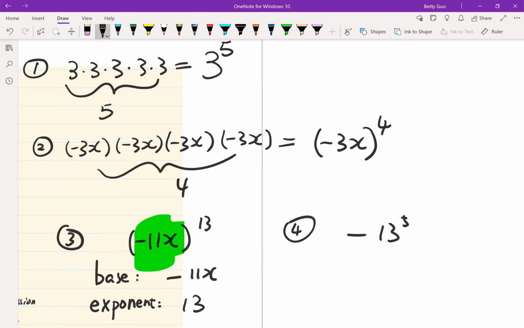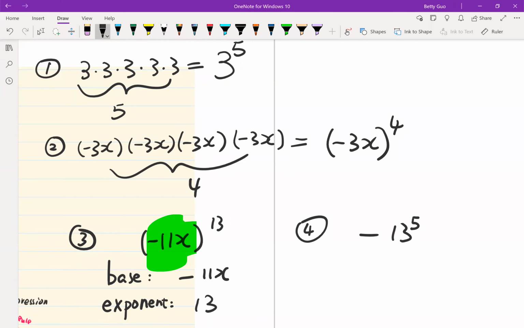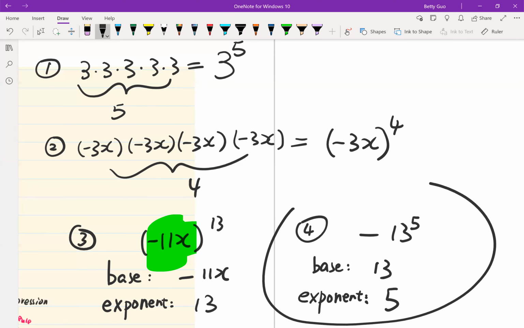Same requirement, but this time, the expression is negative 13 to the power of 5. You do not have a parenthesis. You need to identify what's the base and what's the exponent. What's the base? You probably know what's the exponent, right? The exponent is definitely 5. What about the base? No. What's the base? 13. Okay, yeah.